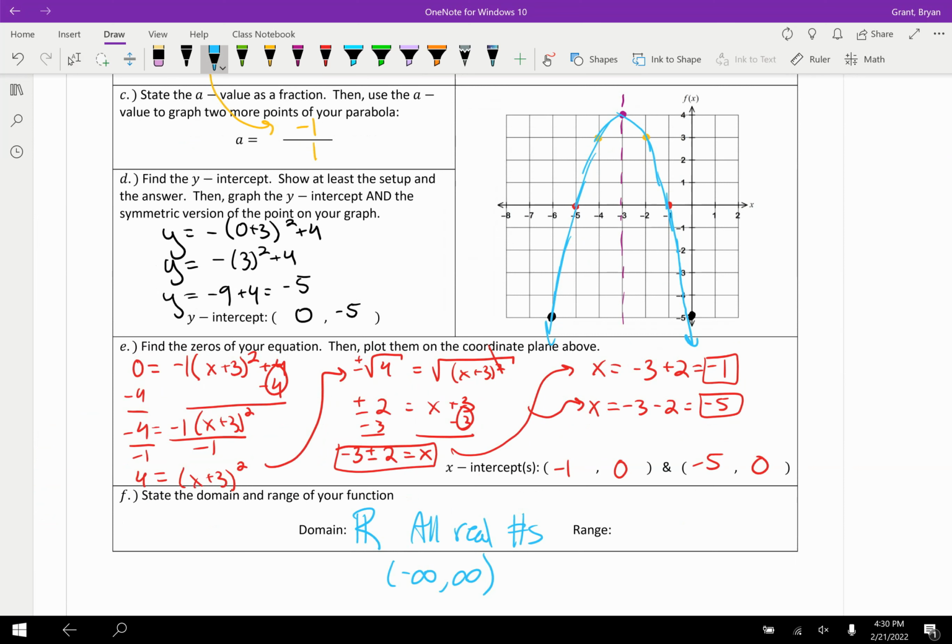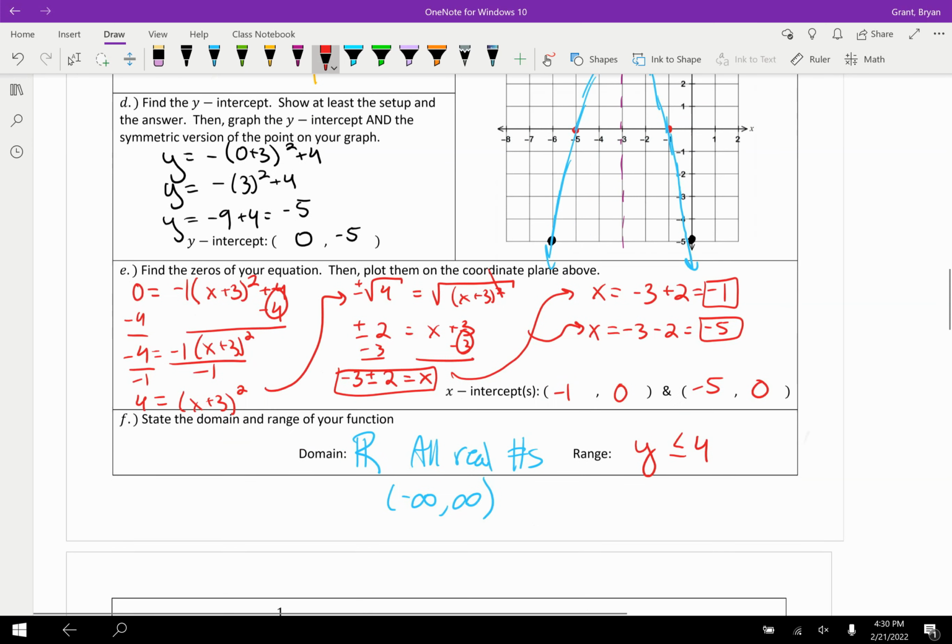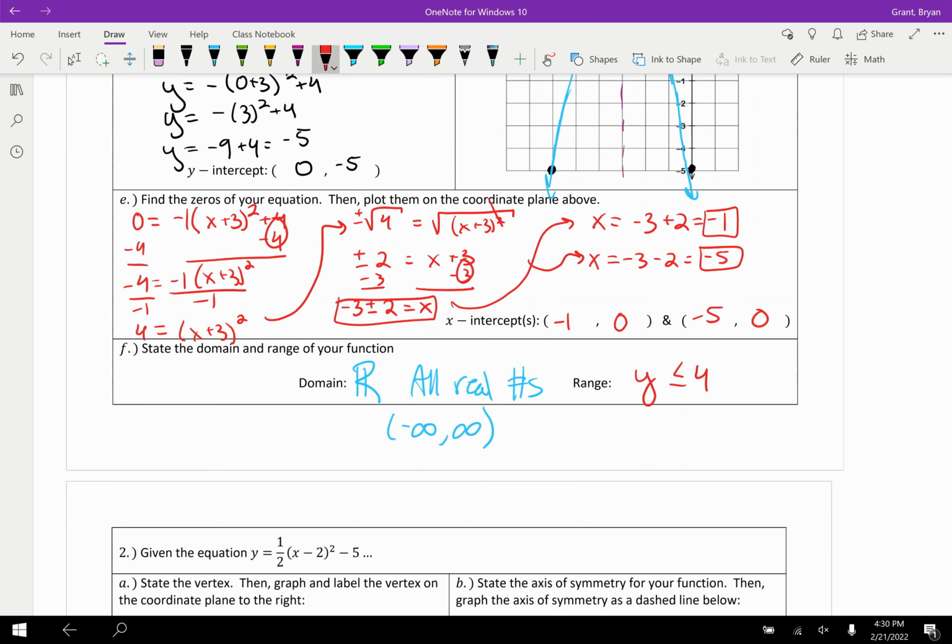The range is always the tricky one. The range measures how tall your graph gets. The tallest my graph gets along the y-axis looks to be 4. The lowest it gets, those arrows mean it goes down forever, is to negative infinity. So one way we can write this is that the y values are less than or equal to 4. The other way we can write it is we say we go from negative infinity to 4.